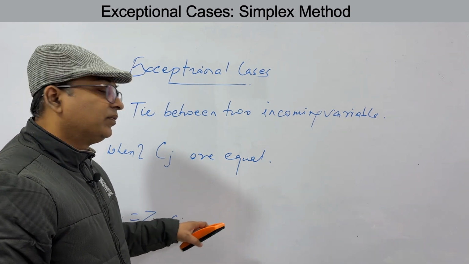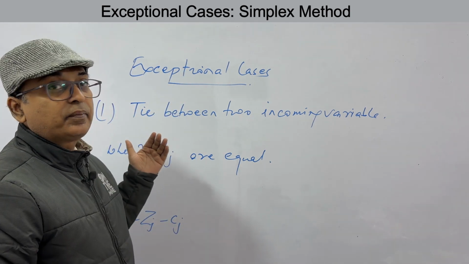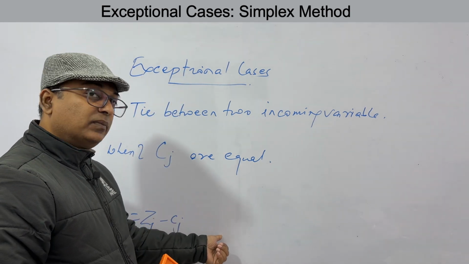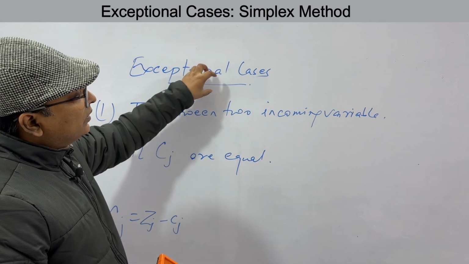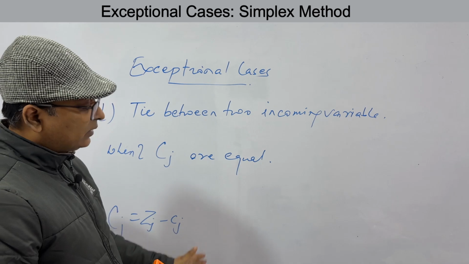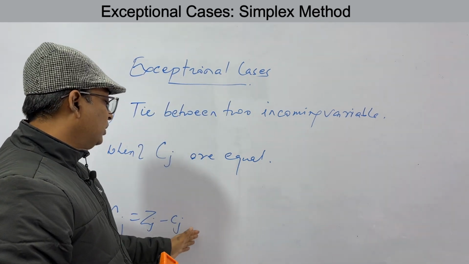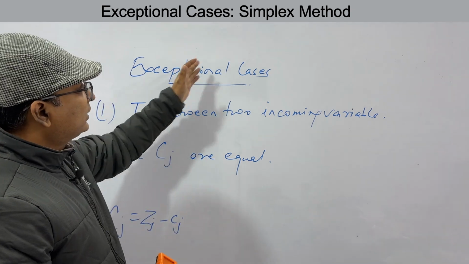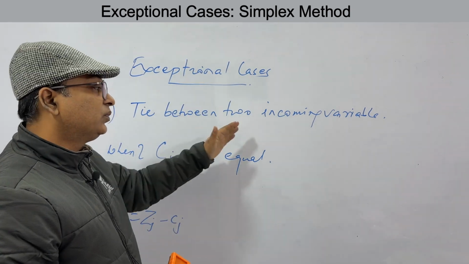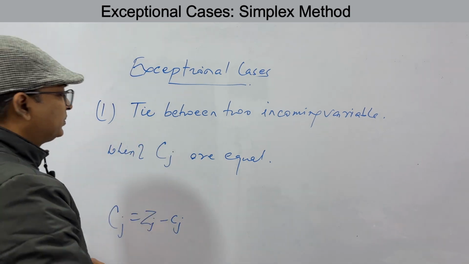What if two of them or more than two have the same value? Then which should be the incoming variable? We simply choose the maximum positive value of Cj, and that is our key column, and the variable that forms that column, we make it the incoming variable. But if we have, let's say, two Cjs of the same value, both are 8 and 8, and one is x1 and the second is x2, then which one should be the incoming variable? This is the issue. This is the first exceptional case.